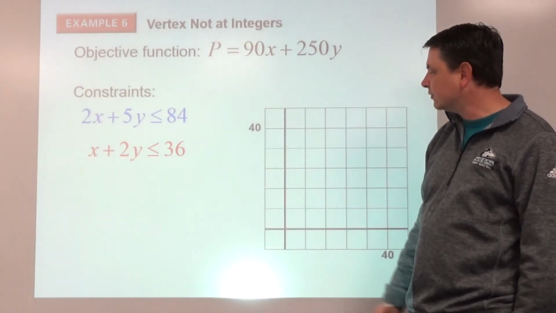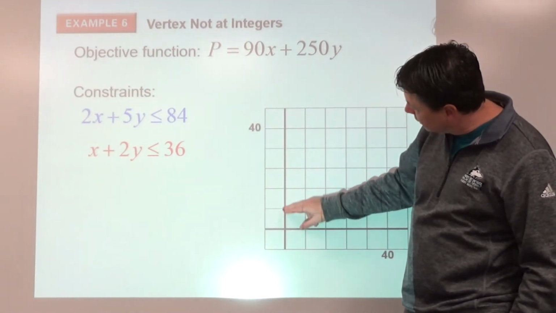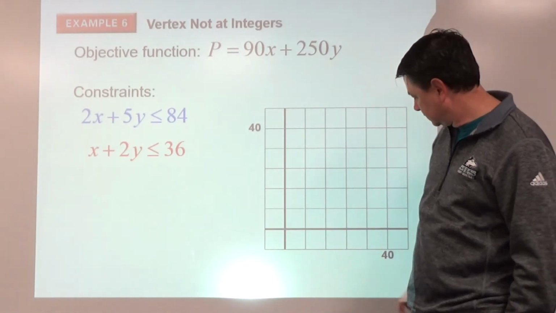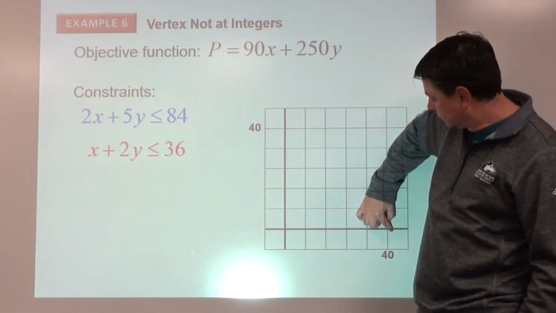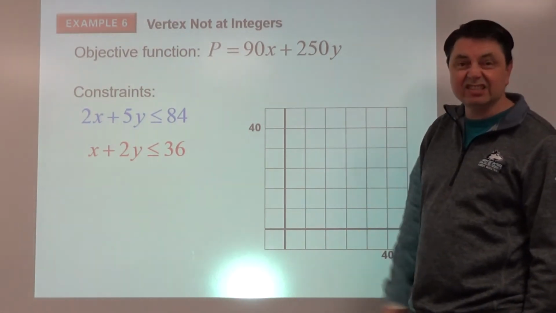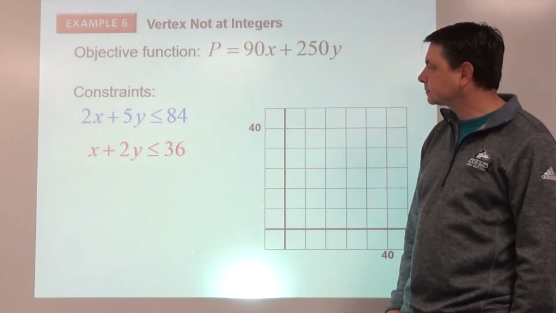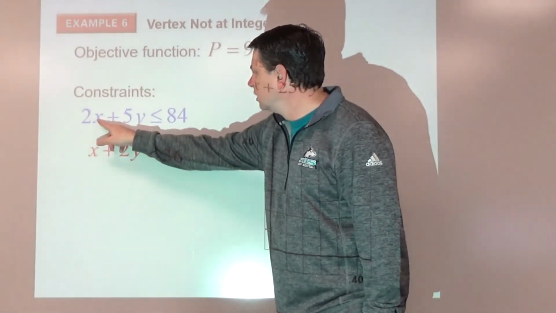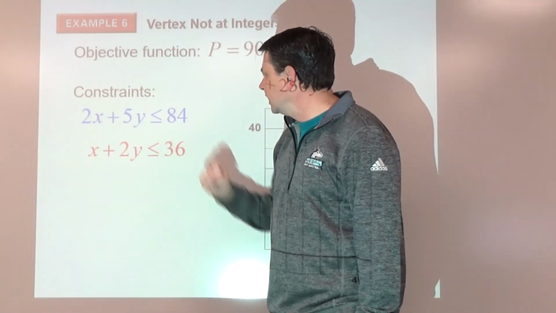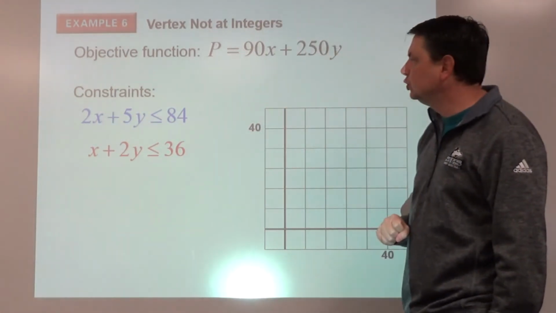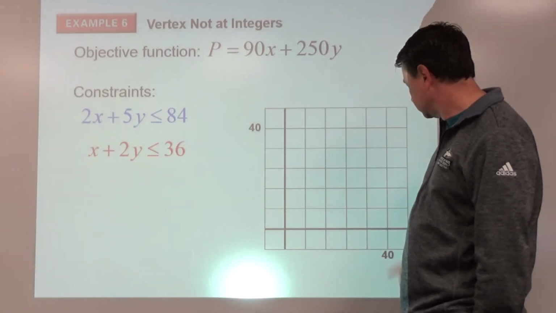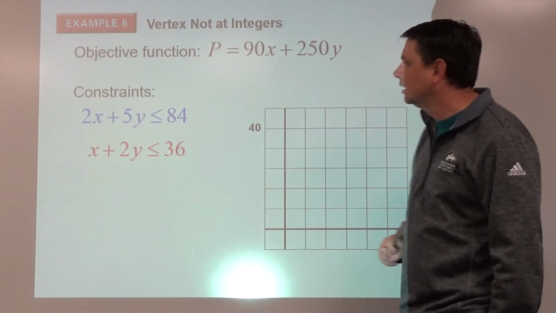All right, let's graph. These are based off of 5s. Or should I say 8s? Let's try it that way. Scale by 8s. So if we find intercepts, we're going to get 42 for x, just a little bit past there.